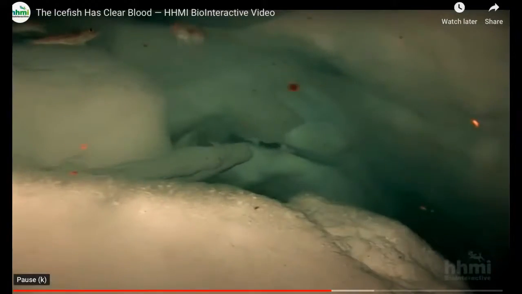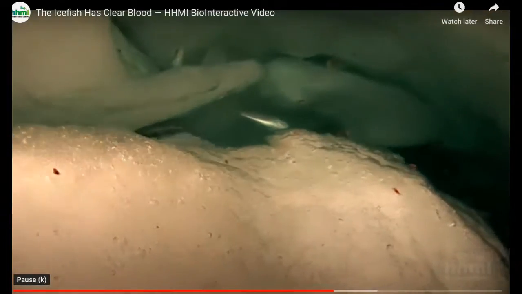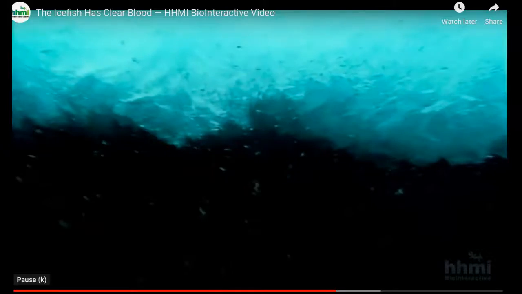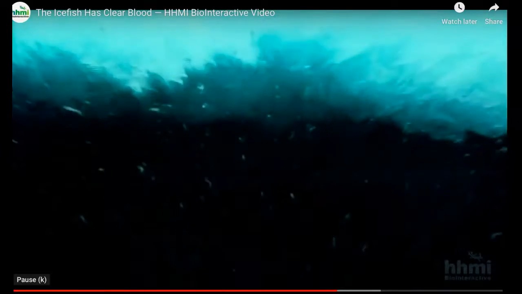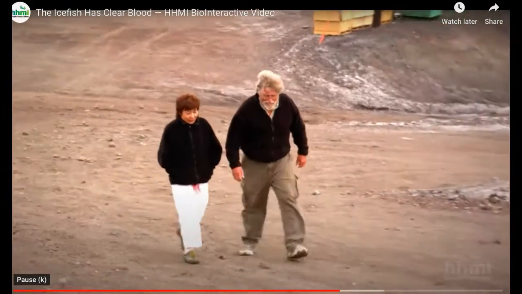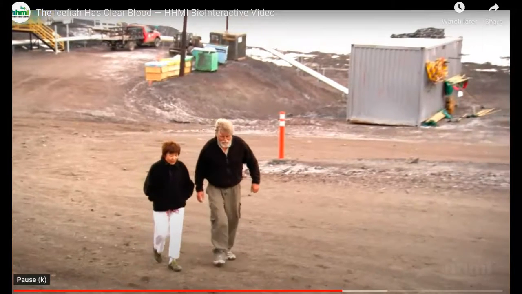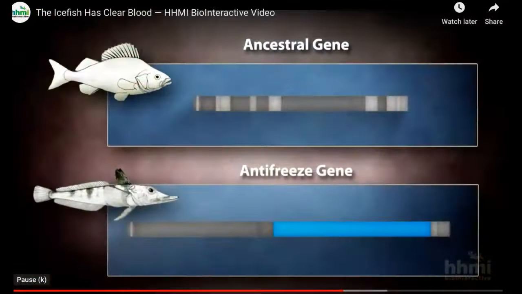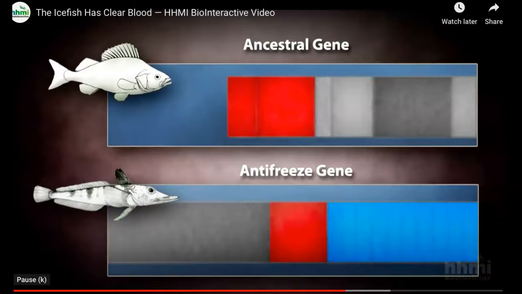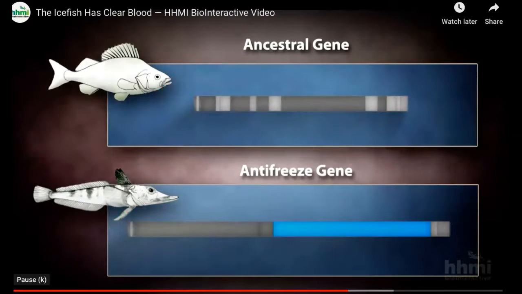So notothenioids and antifreeze evolved in the last 34 million years. But traits are encoded by genes. Where did antifreeze genes come from? De Vries, Cheng, and Lingbao Chen worked out part of the mystery in the 1990s by noticing that parts of the antifreeze gene, labeled in red, strongly resembled a different gene, that one gene gave rise to the other.